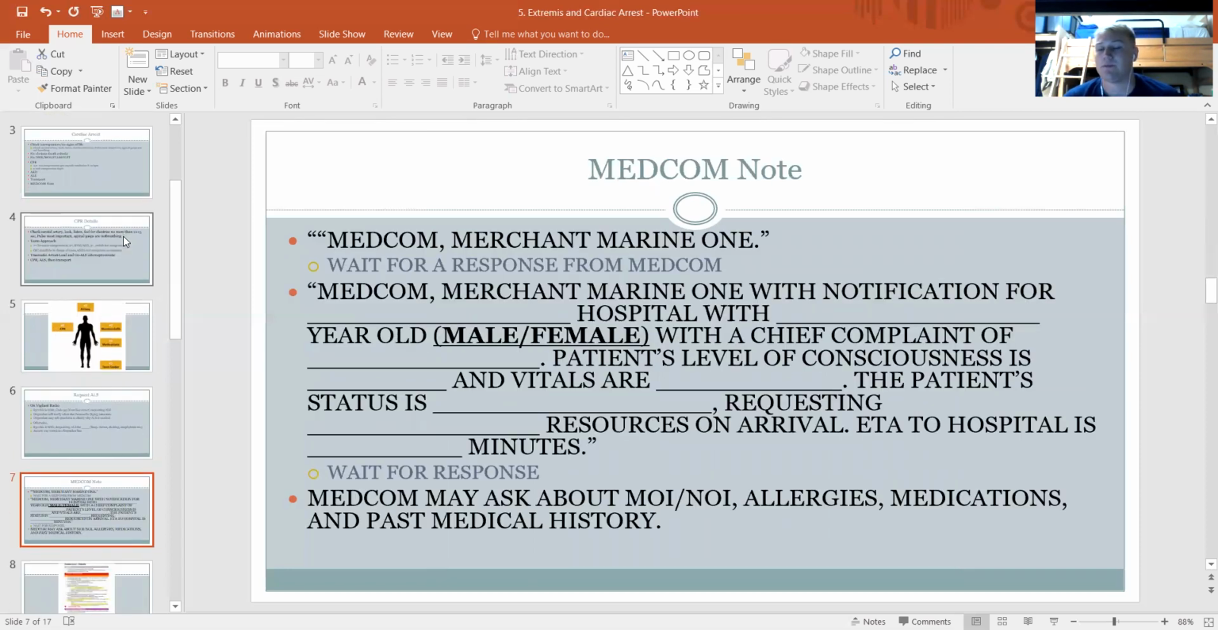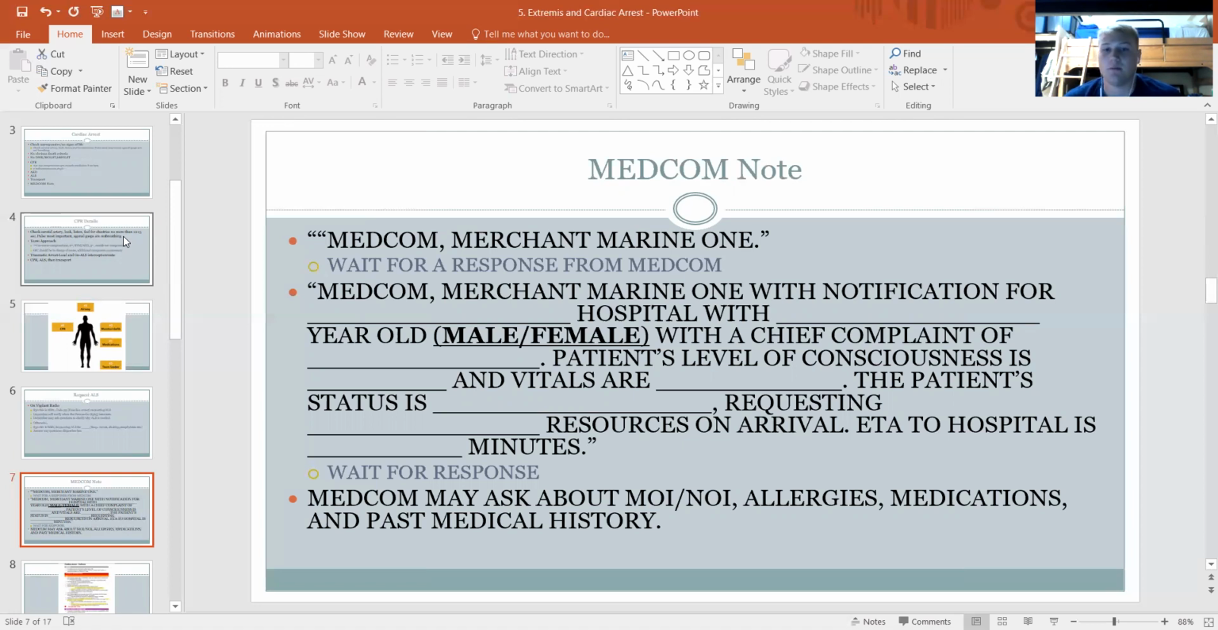And then for the MedCom note, which you will make in the ambulance on the MedCom radio while being transported to the hospital, we're supposed to give the hospital advance warning of what is coming in, and what resources they need to have ready in order to effectively help the patient. So you're going to begin with "MedCom, Merchant Marine 1," which identifies us. You're going to wait for a response from MedCom, so that you know they've received it and are standing by to copy the information.